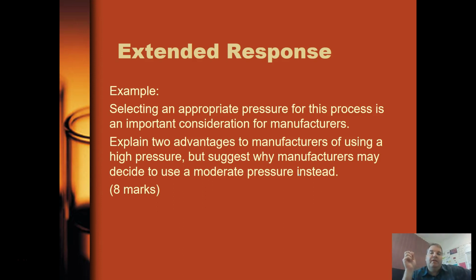Third paragraph, why manufacturers may decide to use a moderate pressure instead. High pressure requires specialized equipment and lots of energy, which can be very expensive. So they may decide to use a moderate pressure instead to still increase the rate and the yield, but not as high a cost. There's your 3 paragraphs. There's your 8 marks.